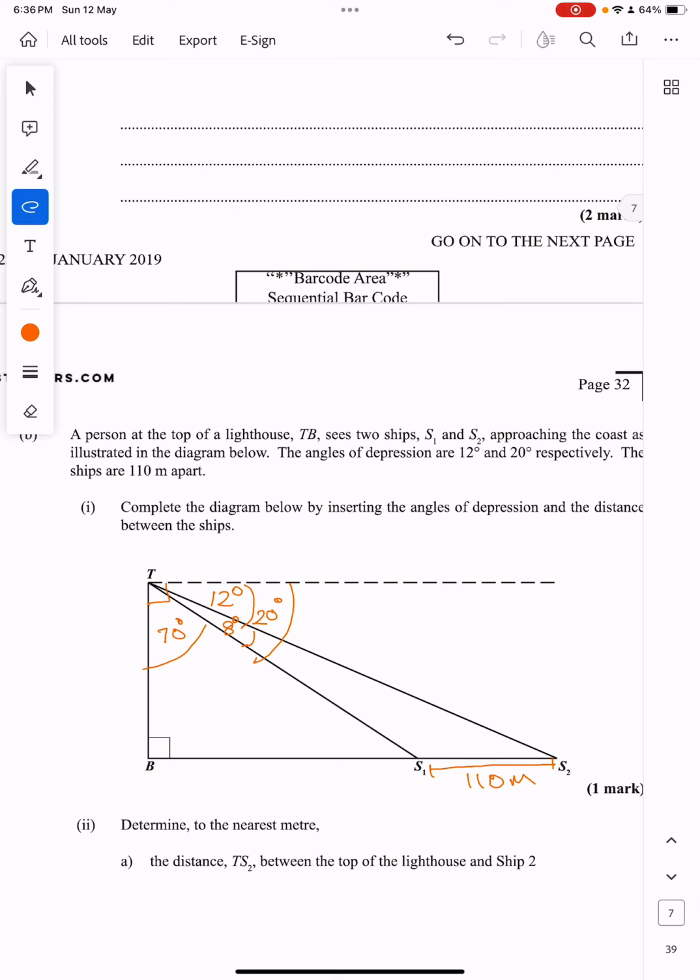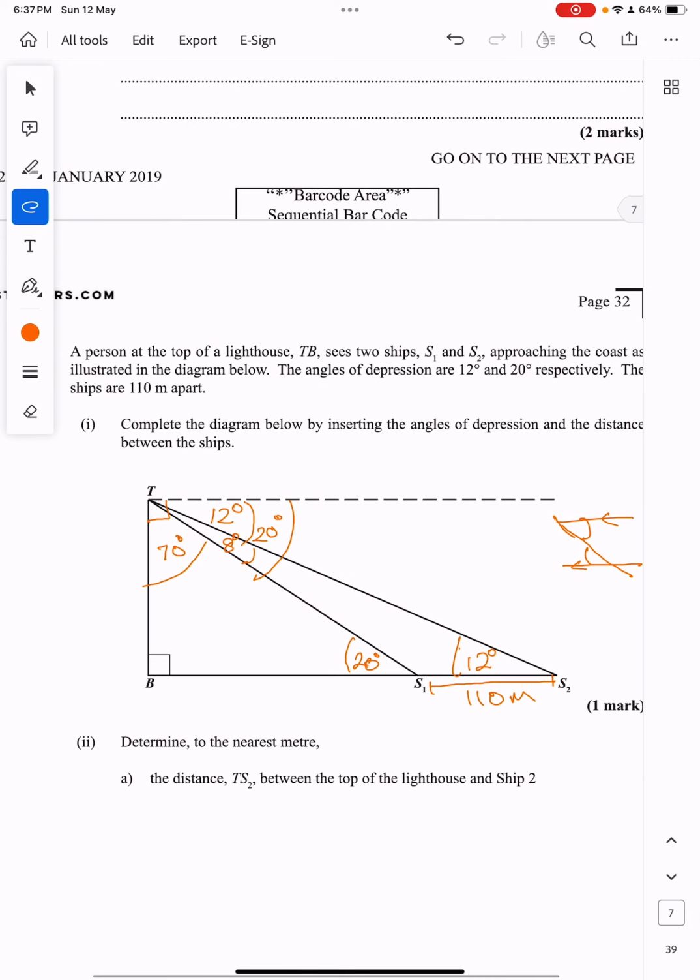All right. And then we can also figure out that, because we have eye level and the ground level being parallel, here will be 20 as well, based on alternate angles. So if we have two parallel lines, and then we've got the transversal coming between them, then this angle and this angle will be equal. So for S1 it will be 20, and for S2 here is going to be 12 degrees. So just some things you can fill in there from the start.